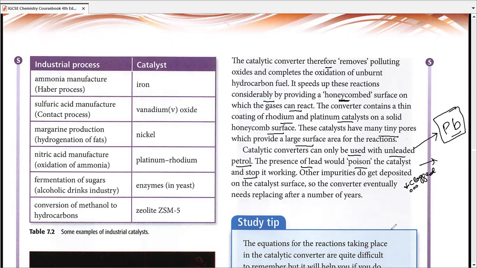Apart from lead, there are some pollutants in our environment whose presence, if it increases beyond a specific amount, can clog this. So yes, we need to change it after a couple of years, or after the specification mentioned on the catalytic converter. That is because impurities get deposited on the catalyst surface. The converter eventually needs replacing after a specific number of years. For different converters, there is a different requirement in years. All right. I hope that answers your question.